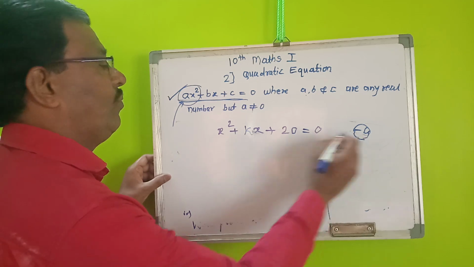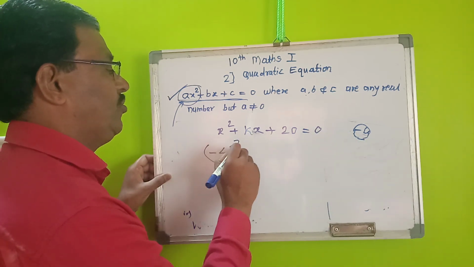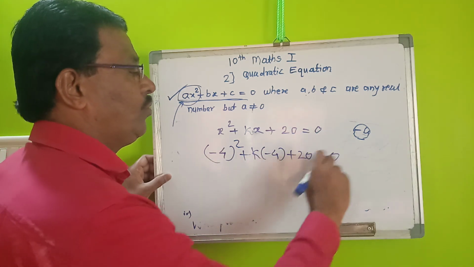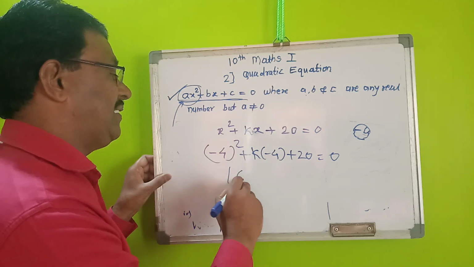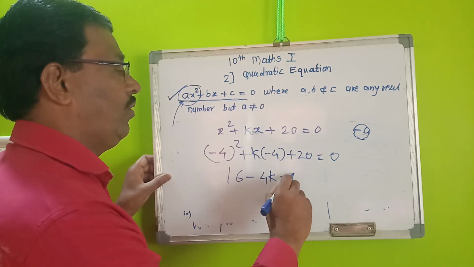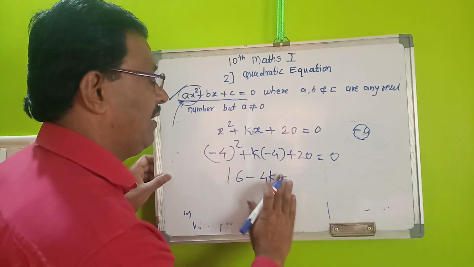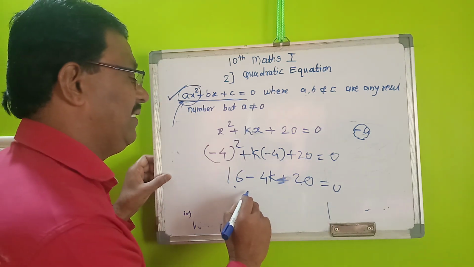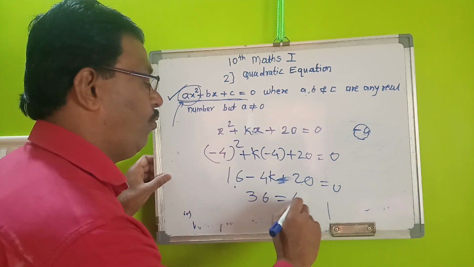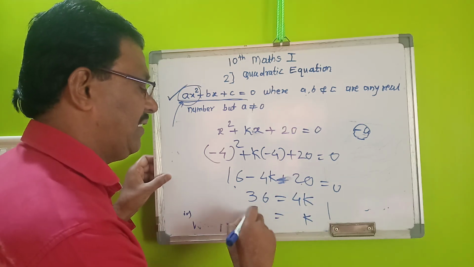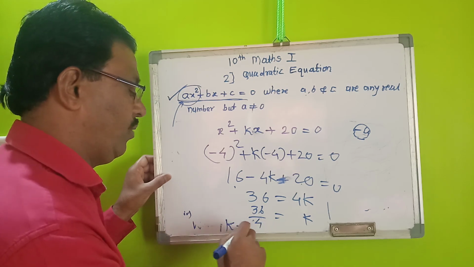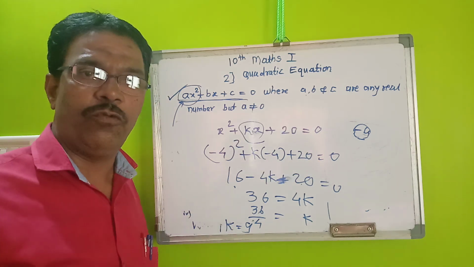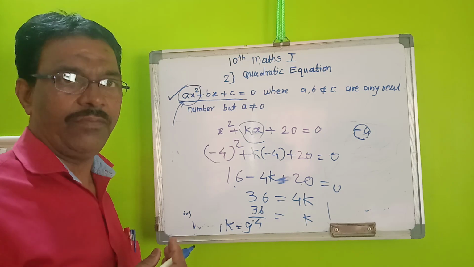So put x is equal to minus 4: minus 4 raised to 2 plus k into minus 4 plus 20 is equal to 0. Minus 4 square is 16, minus 4k plus 20 is equal to 0. 20 plus 16, that is 36, is equal to 4k. So k is equal to 36 upon 4. So k is equal to 9. So the value of k is 9. Such type of question will be asked to us in the board examination.